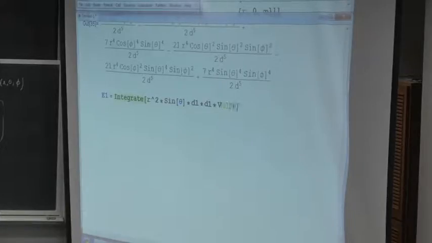Now I need to define the limits of integration. Theta goes from 0 to pi. Phi goes from 0 to 2 pi. And r goes from 0 to infinity. Okay. I get this value.